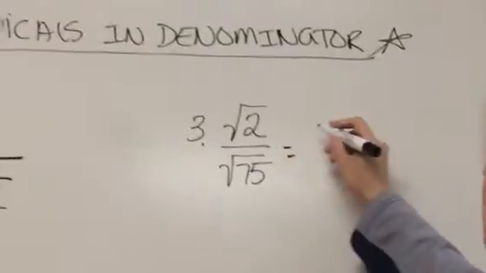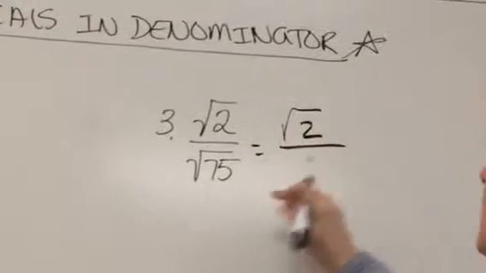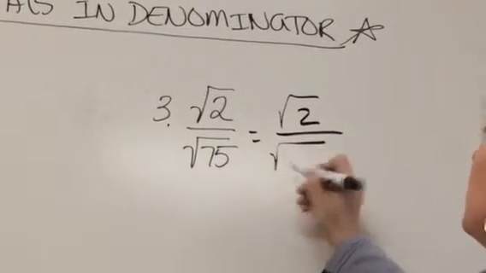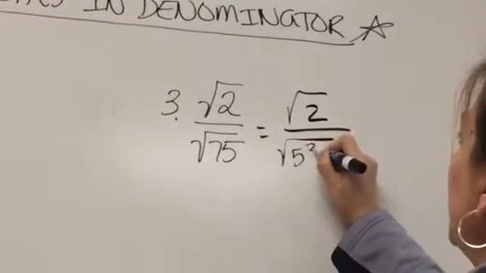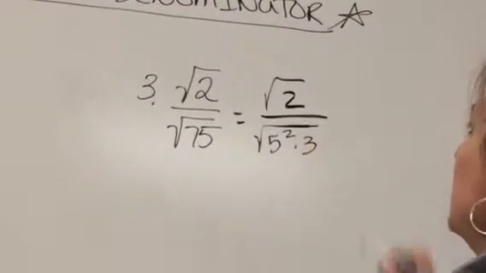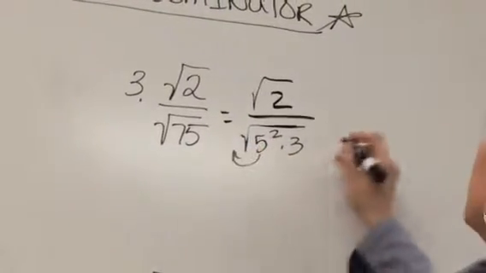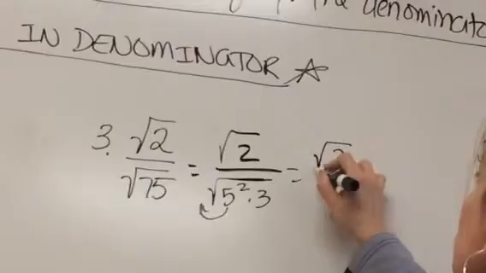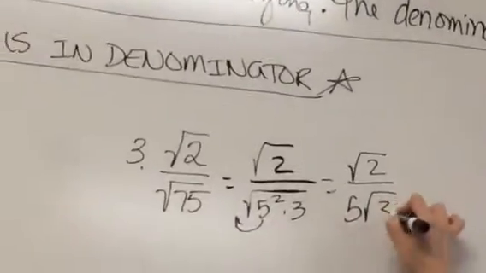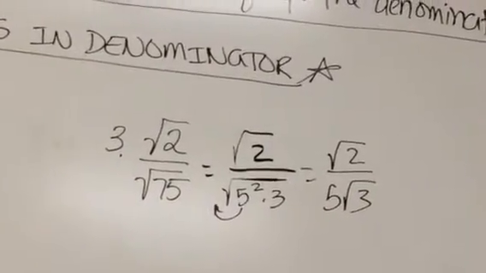75, so I'm going to have radical 2. 75 is just 25 times 3, right? 5 squared times 3. That pops out as a 5, so I'm going to have radical 2 over 5 radical 3. You guys follow so far? That's what we've been doing.